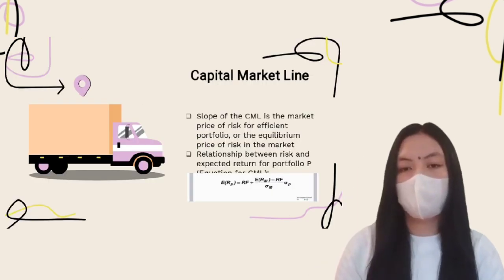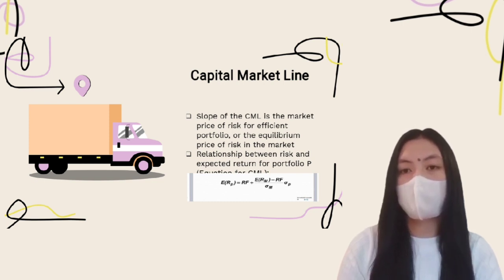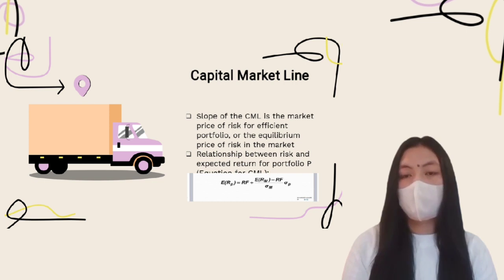Capital market line. Slope of the CML is the market price of the risk of an efficient portfolio or the equilibrium price of risk in the market. Relationship between risk and the expected return of the portfolio. Dito is nire-represent niya yung portfolio that optimally combine risk and return, and it's a theoretical concept that represents all the portfolios that optimally combine the risk-free rate of return and the market portfolio of risky assets.